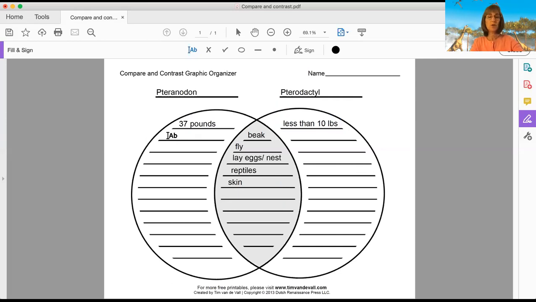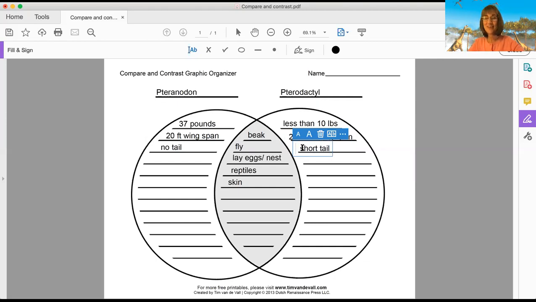Wingspan, 20 foot wingspan. And this one had 2.5 foot wingspan. So much shorter. And there was one other thing I noticed. The pteranodon has no tail. The pterodactyl has a short tail.